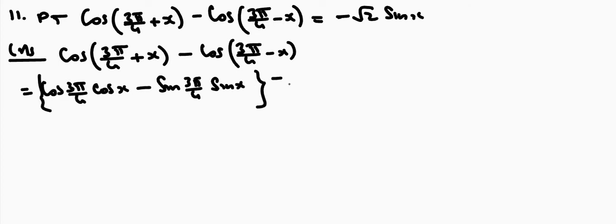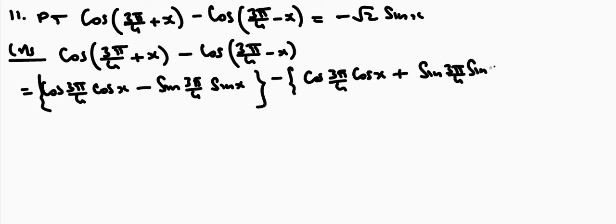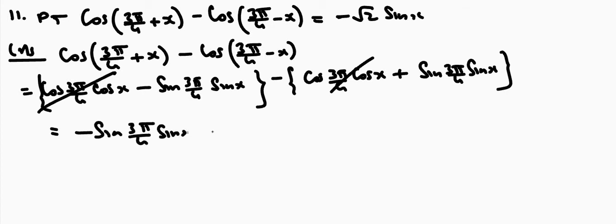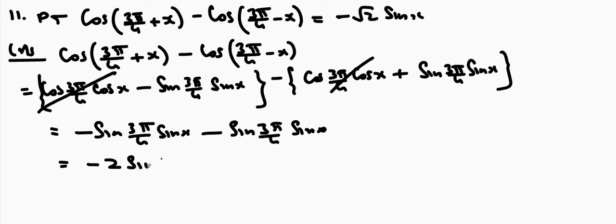The next term is cos of A minus B, we write cos A cos B plus sin A sin B. Here we know that cos 3 pi by 4 cos x, plus and minus, will get cancelled. Then we get minus sin 3 pi by 4 sin x, again minus sin 3 pi by 4 sin x, which is equal to minus 2 times sin 3 pi by 4 into sin x. We have to find the value of sin 3 pi by 4.